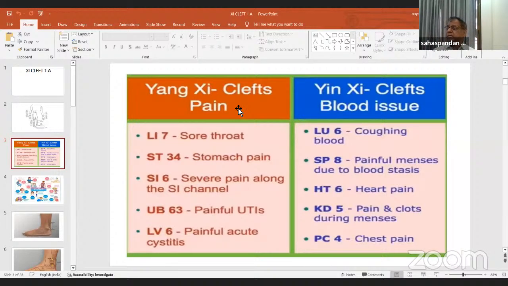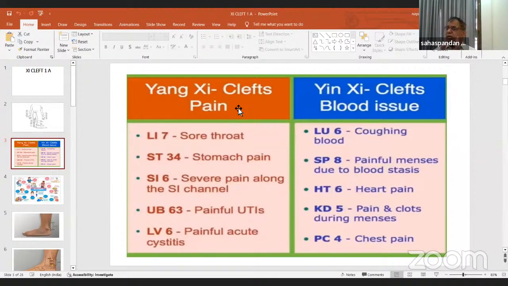And SP8, it is for painful menses due to blood stasis. So there is abdominal pain, and there is a cramp, so unbearable pain. So in case of menstrual period, this point will stop it. It is because of blood stasis in the uterus. SP8 stops the pain and cramps.